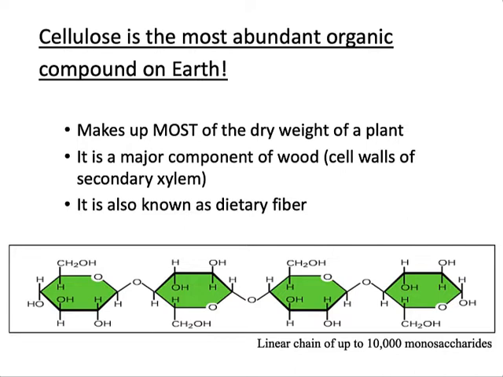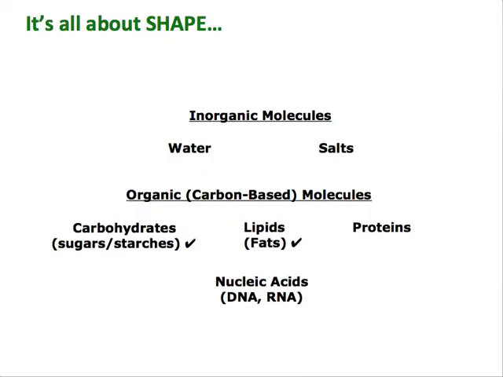is cellulose. If you eat fiber in your diet, which everyone does, right? Different foods have high fiber. All you're eating is cellulose. Here's a picture of just a few of these monosaccharides that are chemically bonded. Cellulose can be a chain of up to 10,000 of these monosaccharides. Check. Now we know carbohydrates. Let's talk about lipids.